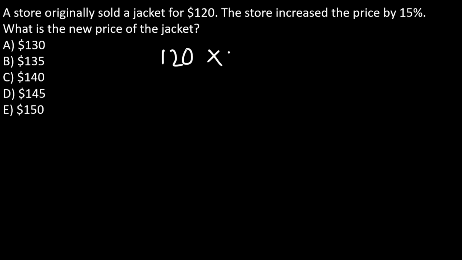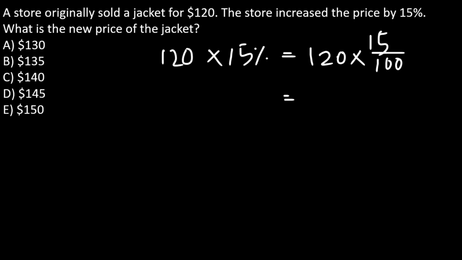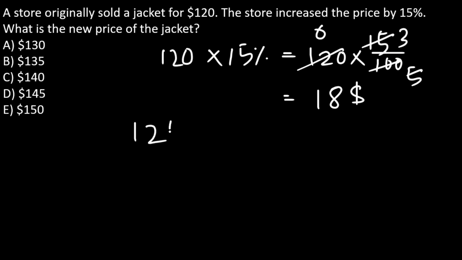So here 120 times 15% will be the discount price. So here 120 times 15 over 100 equals to, 20 goes over 20, it's 6 times, and 20 will goes over 100, it's 5 times. 5 will goes over 15, so it's 3 times. So 6 times 3 equals to 18. So here $18 will be the discount price.